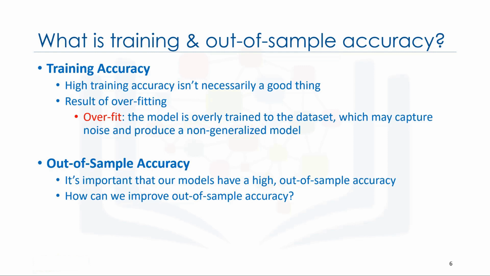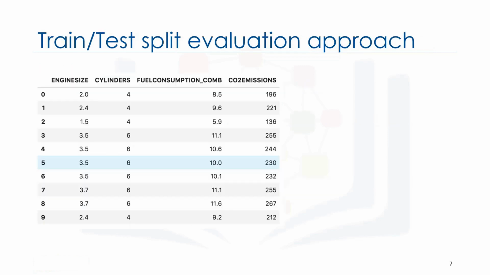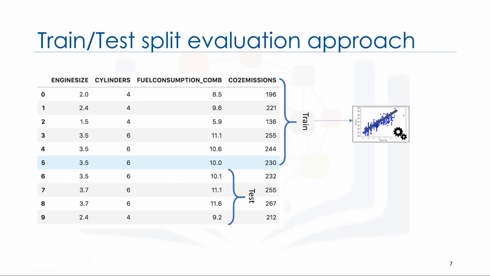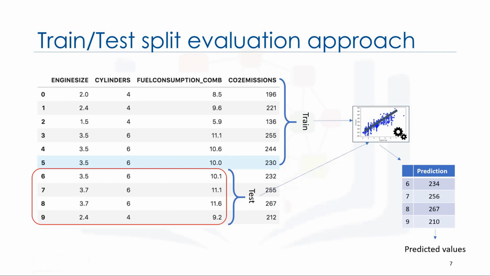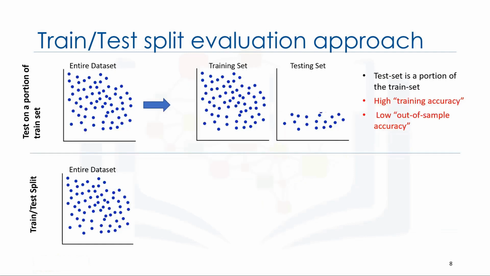One way is to use another evaluation approach called train-test split. In this approach, we select a portion of our dataset for training, for example, rows 0 to 5, and the rest is used for testing, for example, rows 6 to 9. The model is built on the training set. Then the test feature set is passed to the model for prediction. And finally, the predicted values for the test set are compared with the actual values of the testing set. This second evaluation approach is called train-test-split.